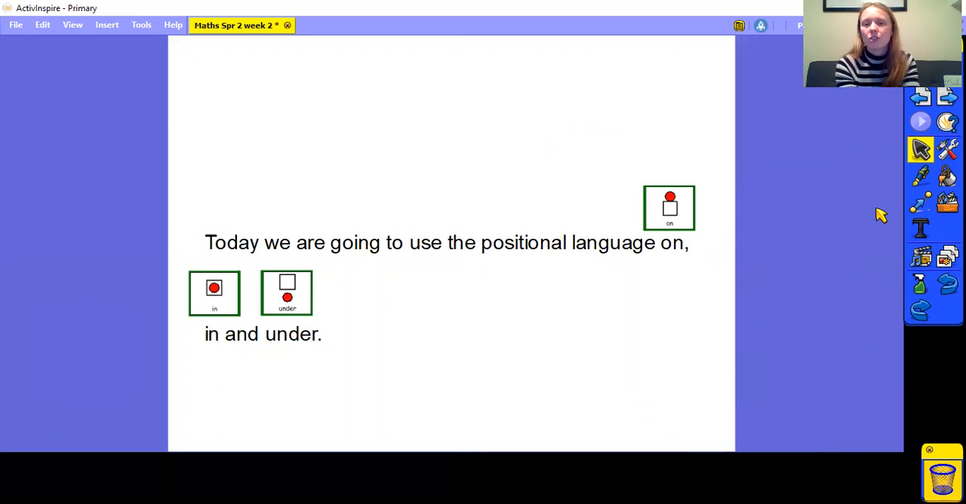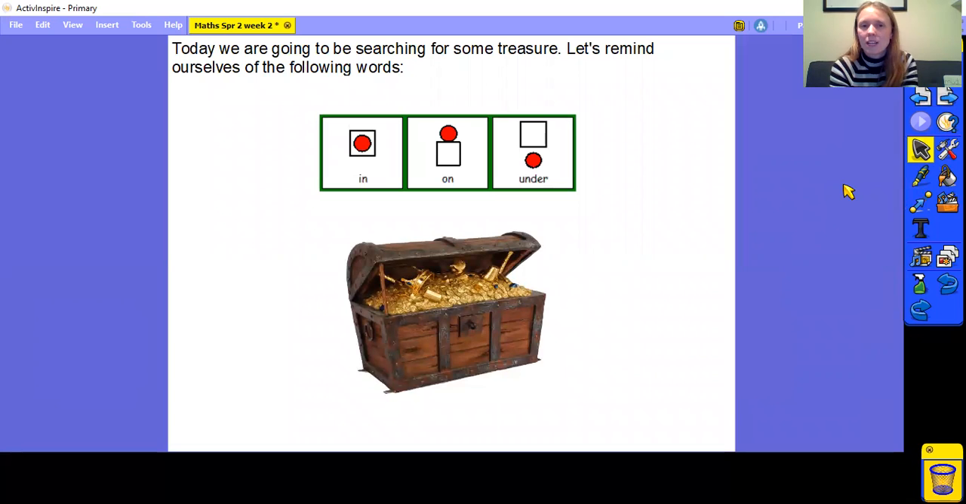Today we're going to continue using the positional language on, in and under. Today we're going to be searching for some treasure. Before we get started, let's remind ourselves of our position words, their symbols and the actions that help us to remember what they mean. So the first one is in. The symbol shows us that the red circle is in the square.